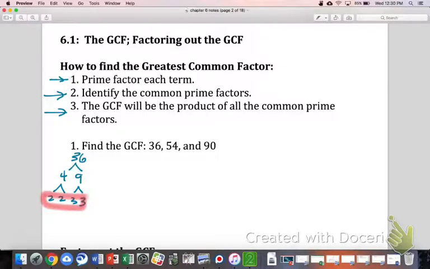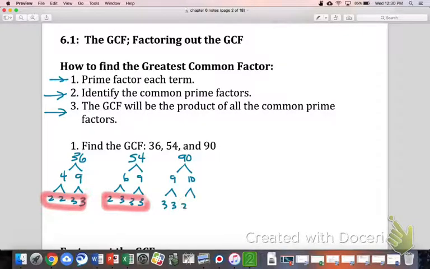And then we're going to do the same thing with 54. So 54 is 6 times 9, and 6 is 2 times 3, and of course 9 is 3 times 3. So again, we're going to remember that those four numbers are the prime factors of 54. And then lastly, the 90. We're going to remember that 90 is really 9 times 10, 9 is 3 times 3, and 10 is 2 times 5. So we'll remember that those are the prime factors of 90.